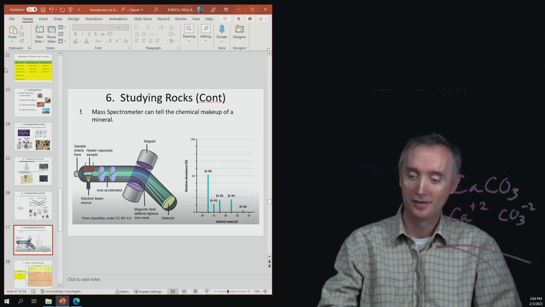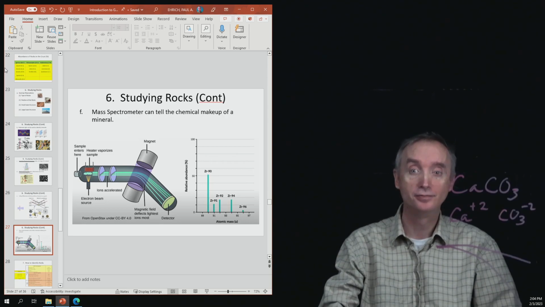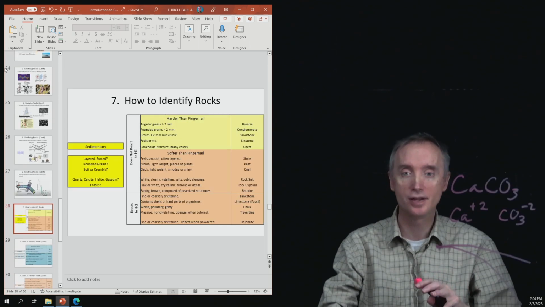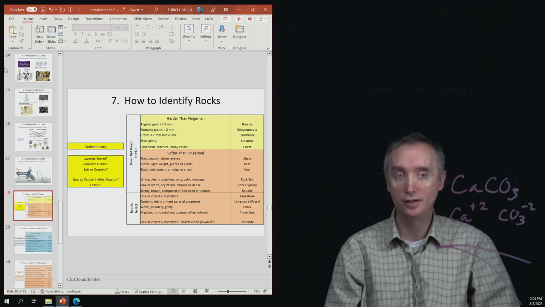Okay, so now, for the final segment of this lesson, we want to just look at some charts that allow us to identify rocks in the field.